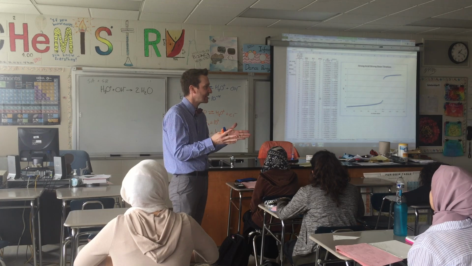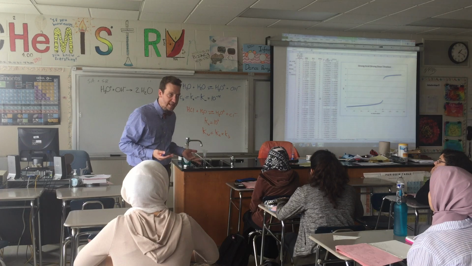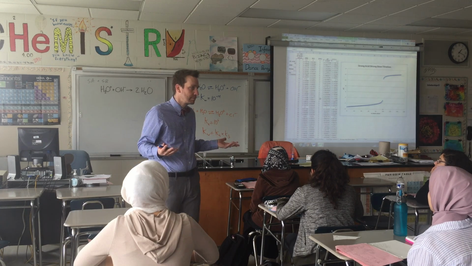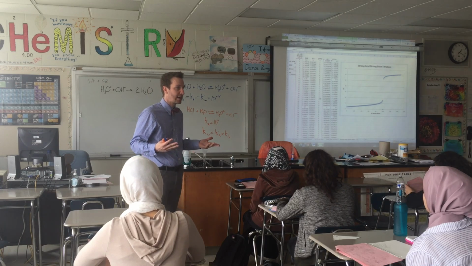What do Na plus and Cl minus do in this reaction? Nothing. Because they are such weak conjugates that water does more than they do. Okay? We'll call them spectator ions.